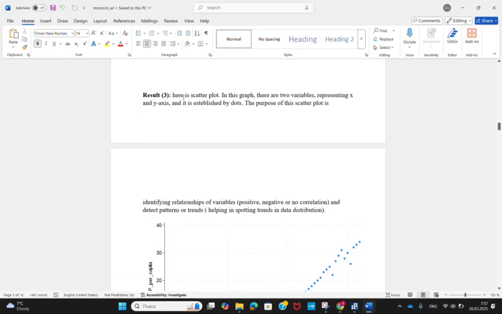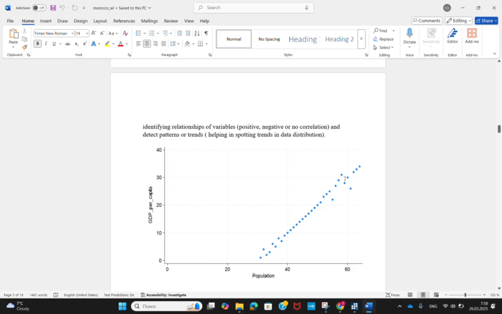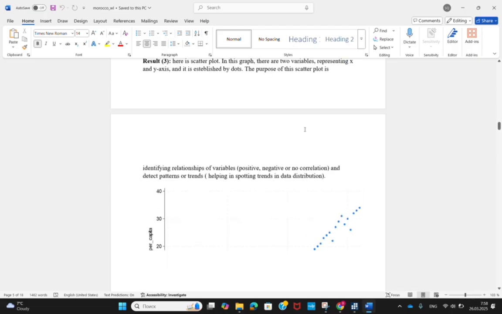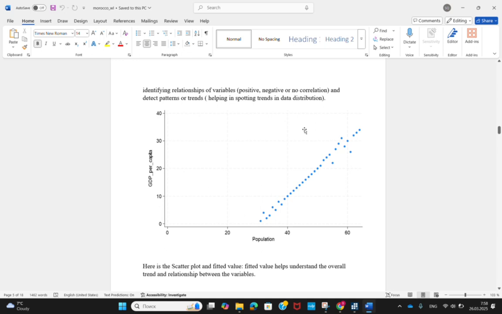Here is a scatter plot. In this scatter plot there are two variables representing the x and y axes, and it is established by dots. The purpose of this scatter plot is identifying relationships of variables, positive, negative, or no correlation, and detecting patterns or trends, helping in spotting trends in data distribution. Let me explain the meaning of positive, negative, and no correlation.